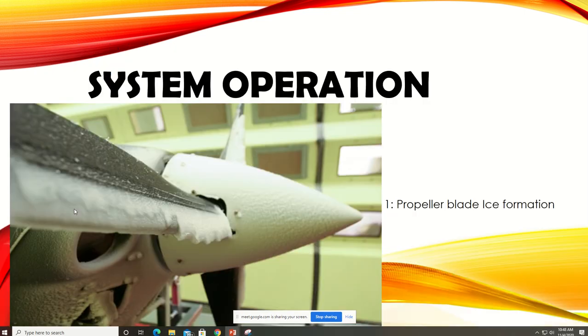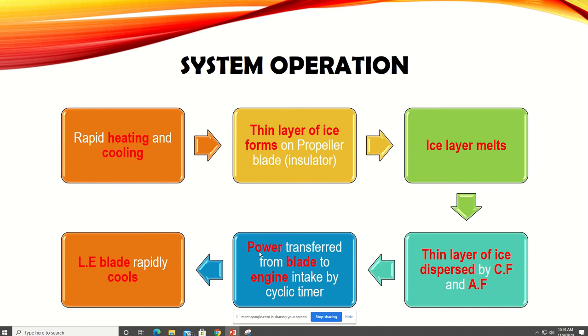So again, ice accumulates here. So what type of ice do you think this is? Rime or glaze, or both? I don't know, maybe rime. Very thick here, then kind of snowy here. Maybe a mix. Okay, how does the electrical ice protection system operate?